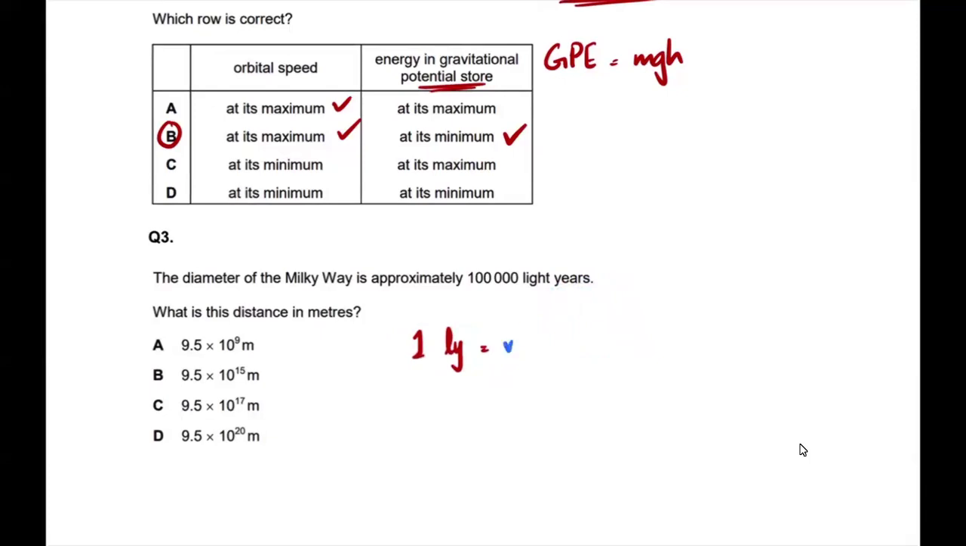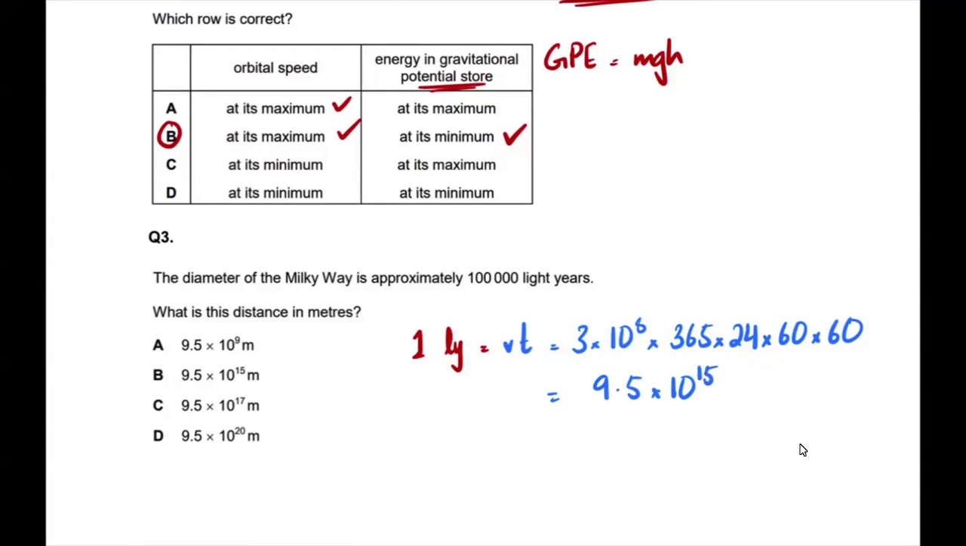So that's a simple application of this formula. Speed is 3 times 10 to the 8. Time: 1 year is 365 days. Each day is 24 hours. Each hour is 60 minutes. Each minute is 60 seconds. So when you do this, this turns out to be 9.5 times 10 to the 15. That's the value of 15, not 5, 15. So that's the value of 1 light year.